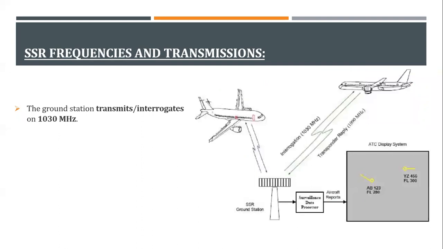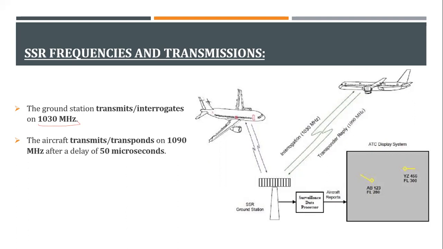SSR frequencies and transmissions. So what are the frequencies? The ground station transmits at a frequency of 1030 megahertz. The aircraft transmits, or transponds, on 1090. So you can see the interrogation is given on 1030 and the reply is given on 1090, so there is a change in frequency of plus 60 megahertz. After a delay of 50 microseconds, we'll understand why there's a delay later.